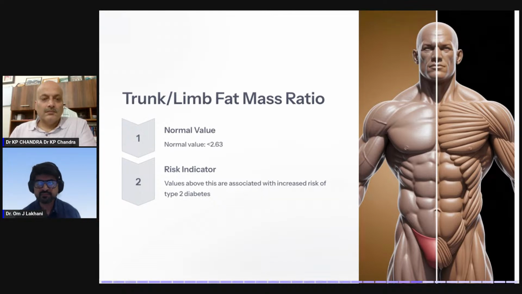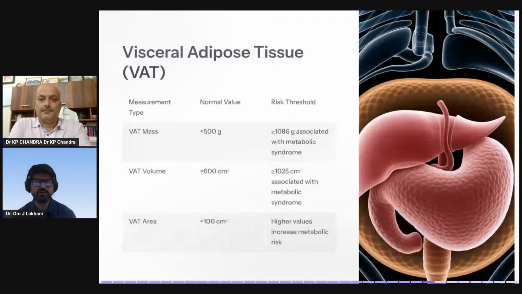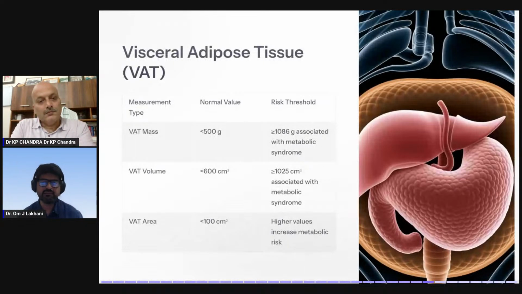Then you can directly measure the visceral fat also. In these machines, you can directly measure visceral adipose tissue. Visceral adipose mass, VAT mass, less than 500 grams is considered to be normal. More than 1 kg, that is 1086 grams, is considered to be associated with metabolic syndrome. For volume, less than 600 is considered to be normal, and more than 1025 is linked with metabolic syndrome. And VAT area you can also take, which is less than 100 for normal.